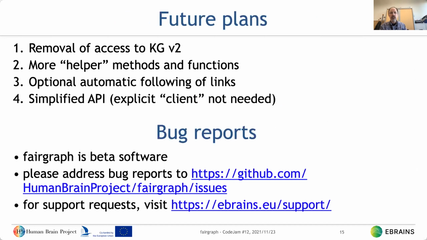Future plans, of course, we'll remove access to version 2, more helper methods, an option to automatically follow these links. So rather than having to resolve each link separately, we'll let you resolve them automatically, and then simplify the API in various ways. So Fairgraph is usable now, it's being used in many tools, but it is beta software. So if you find bugs, please let us know. And if you'd like help and support, please contact EBRAINS support in the usual way.